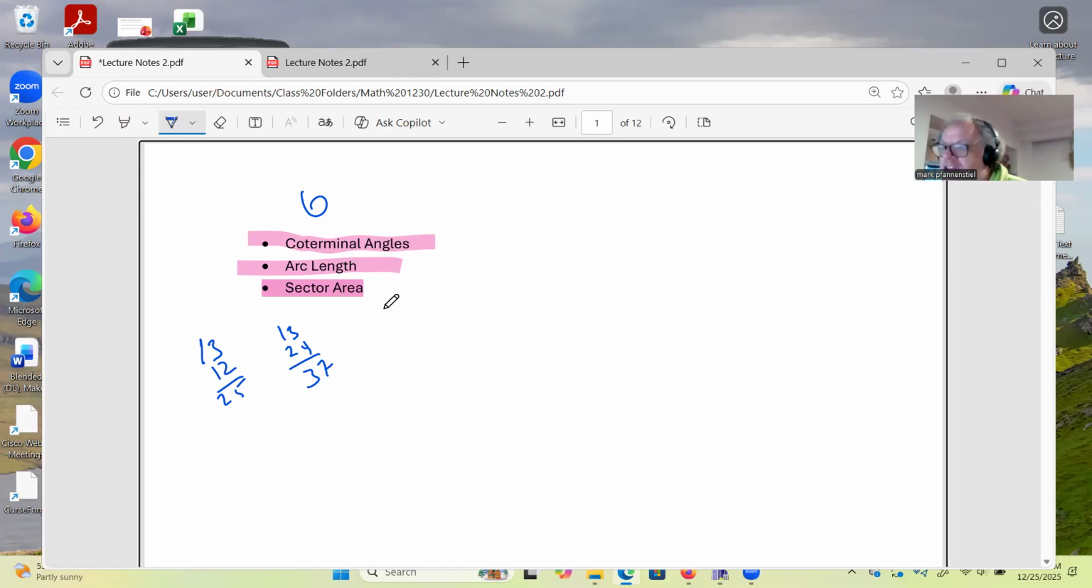But you wouldn't add that up and then say it's going to be 1 p.m. You wouldn't bother going through this. You would just look at it and say, okay, it's going to be 1 p.m. tomorrow. Okay, so that's kind of what coterminal angles are.